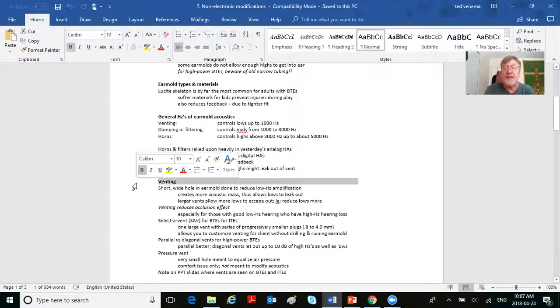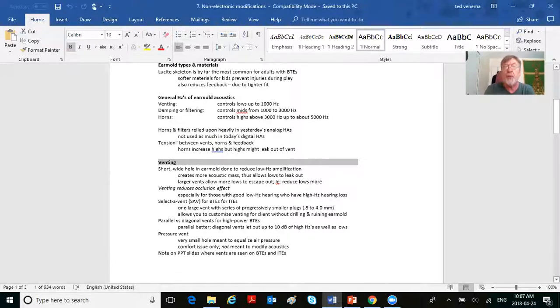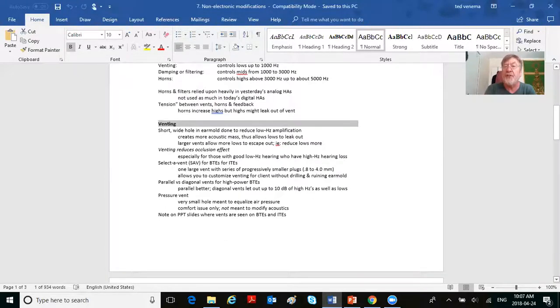Anyway, let's look at venting in itself. A short, wide hole in the ear mold, done to reduce low frequency amplification. Mark that down. Reduces the lows. How come? Because you're creating more acoustic mass. Why? Because you've got the air space trapped behind the ear mold, but you're letting it communicate with the air outside. So you've increased the acoustic mass of air by means of a vent.